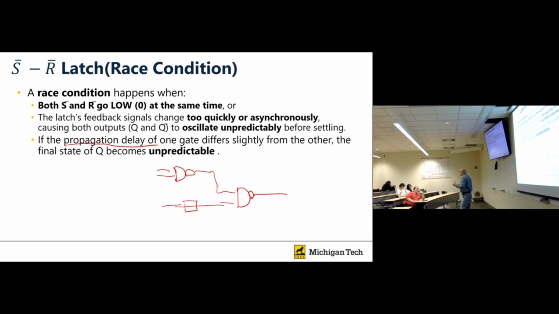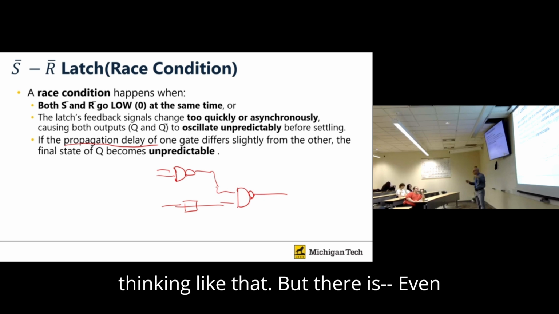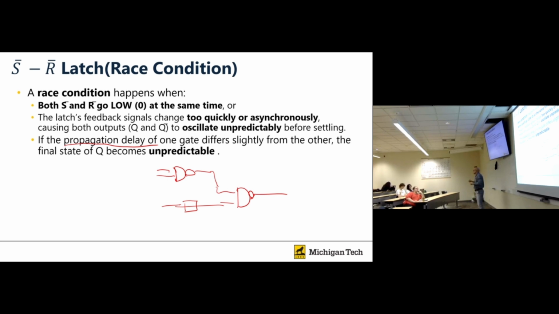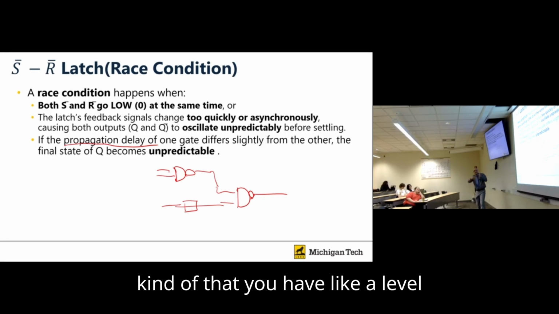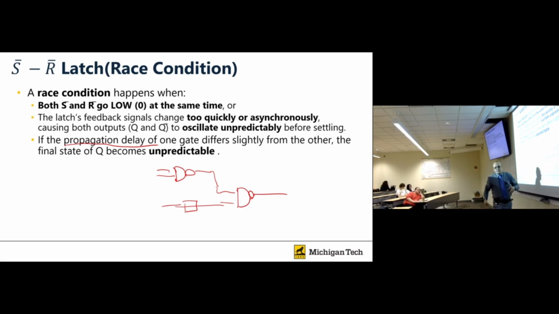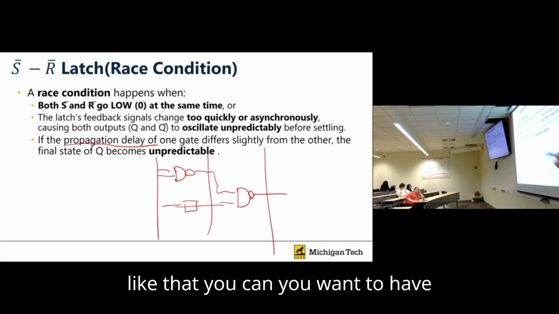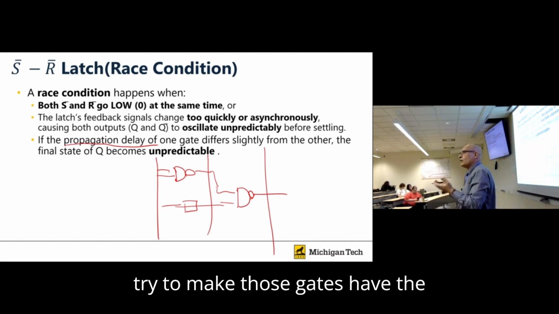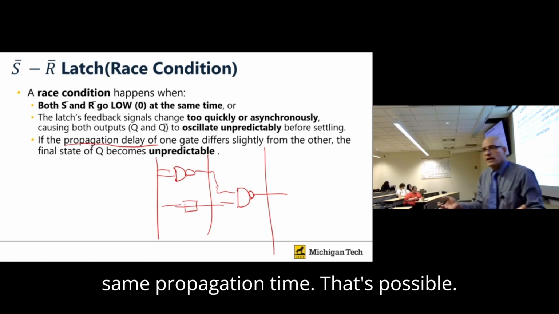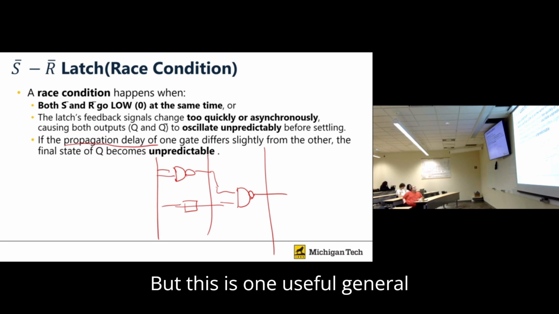You can just add, like, double. If you make double, I was thinking like that, but I think there is. Even if you only... both. Yes. To an AND or OR. Exactly. Design the circuit so that you have proper levels. If you design the system like that, you can. You want to have levels, and when you design gates, try to make those gates have the same propagation time. That's possible. So this is one useful general method as well.